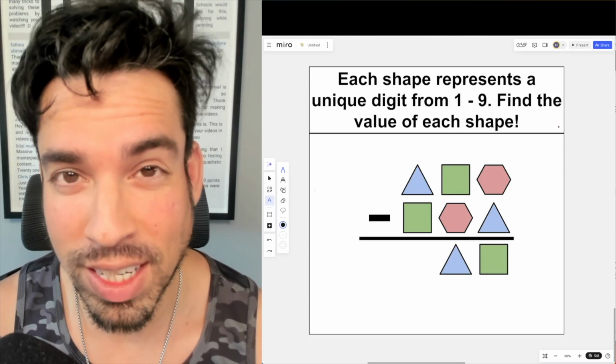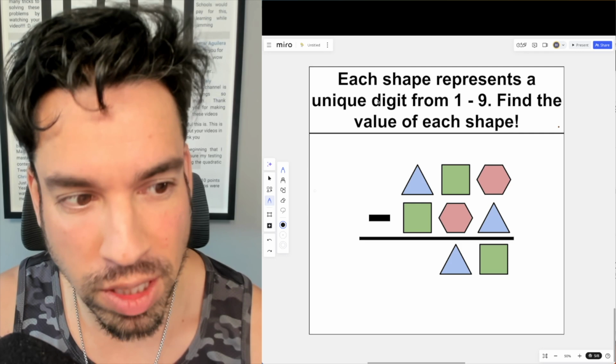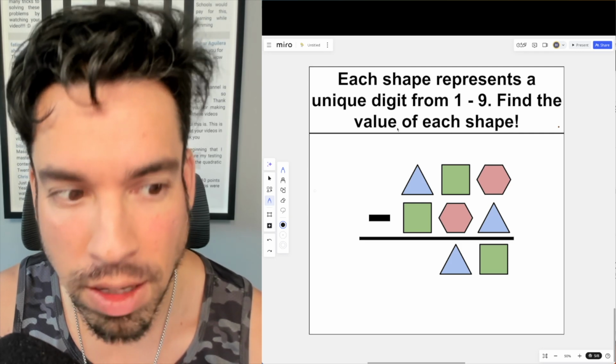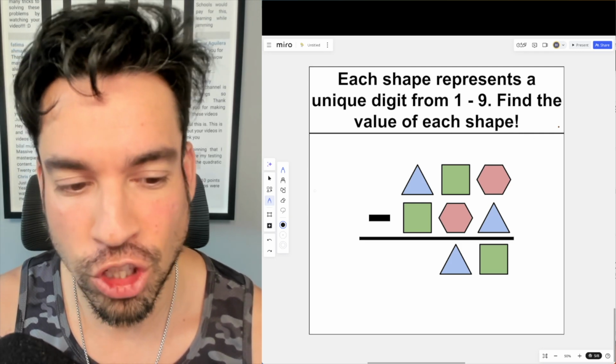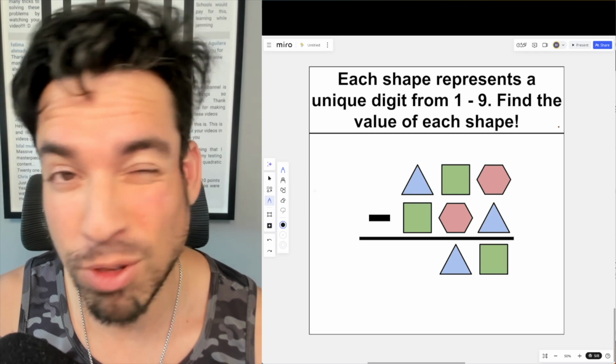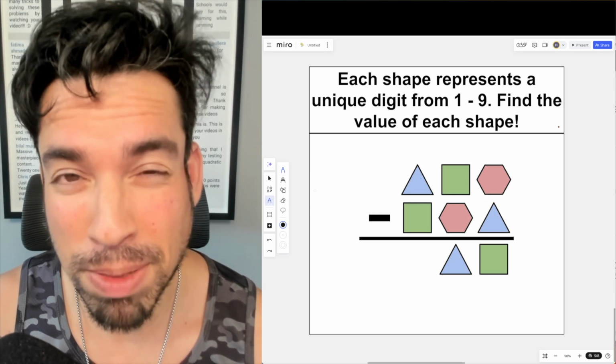In this one, the question is as follows. Each shape represents a unique digit from 1 through 9. Find the value of each shape. Hit that pause button and see if you can figure it out. When you're ready, hit play, and I'll give you the explanation.